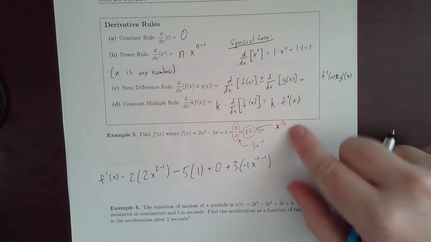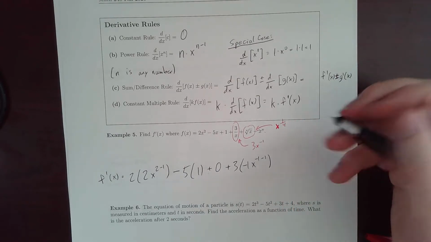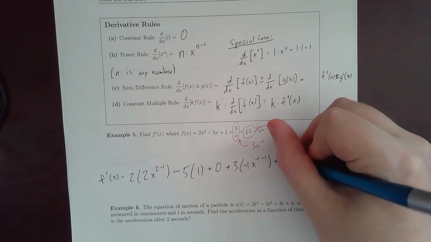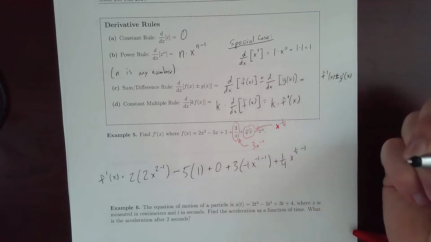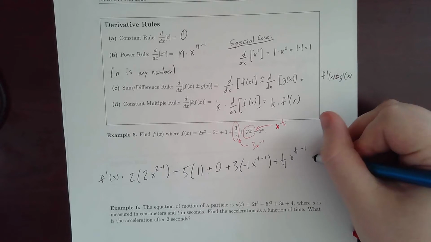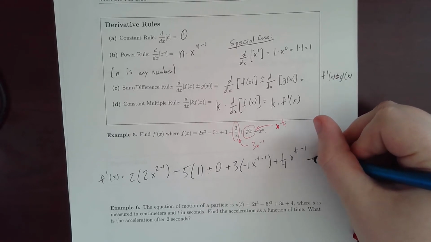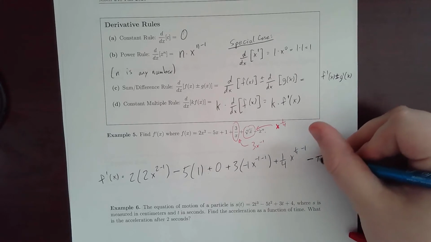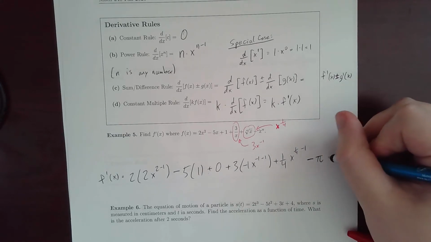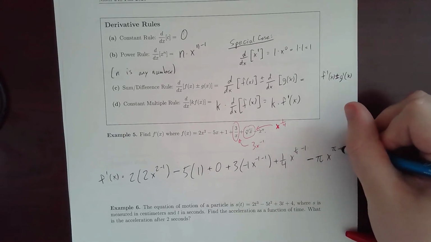We then have plus x to the 1/4, so again, this will be plus 1/4 x to the 1/4 minus 1, and then we'll subtract, since this is x to the pi, the pi will become the coefficient, and then it'll be x to the power of pi minus 1.